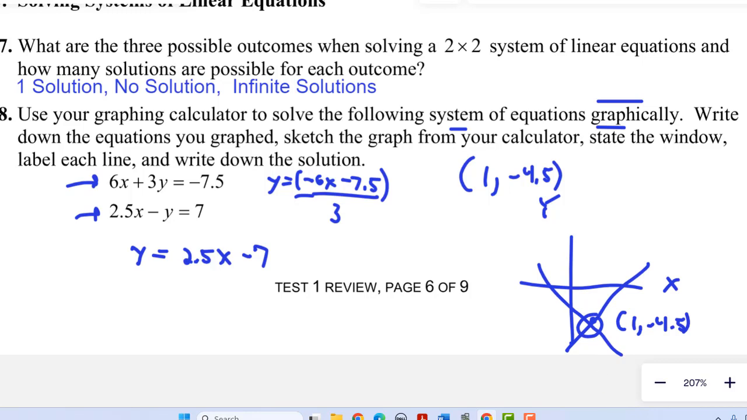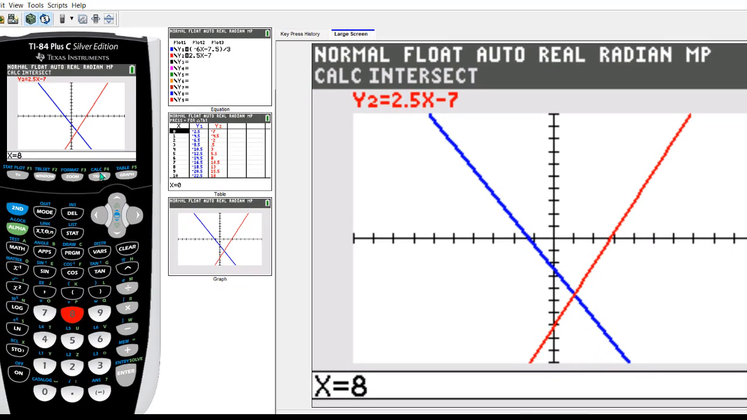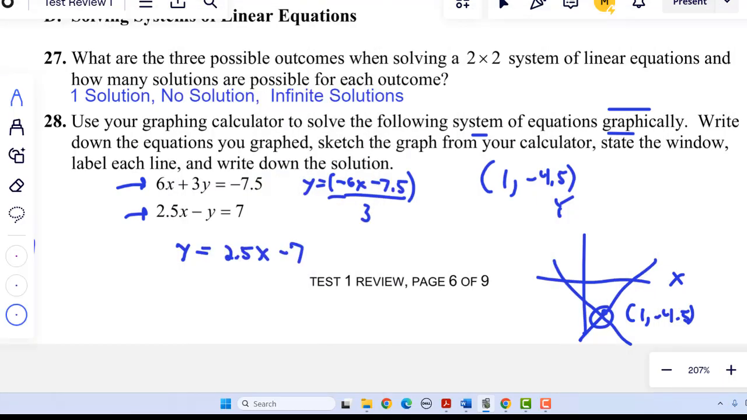Hopefully yours will be a little bit neater than mine, but that's how we solve by graphing. Enter the information into your calculator, press second, trace, number 5 for intersection, and press enter 3 times. Okay, that's number 28.